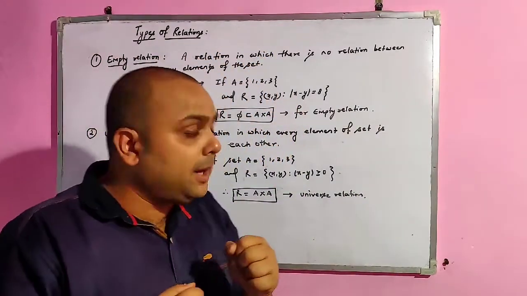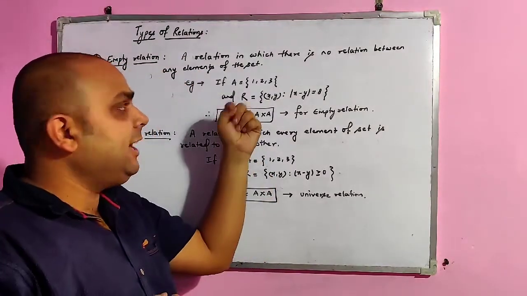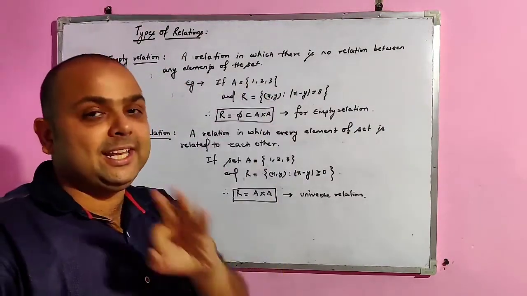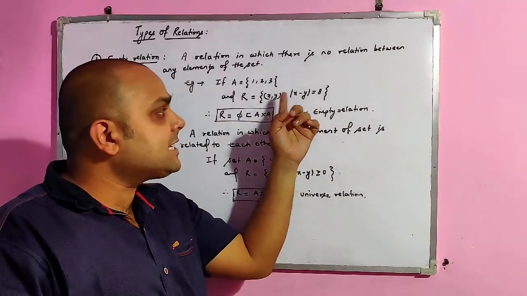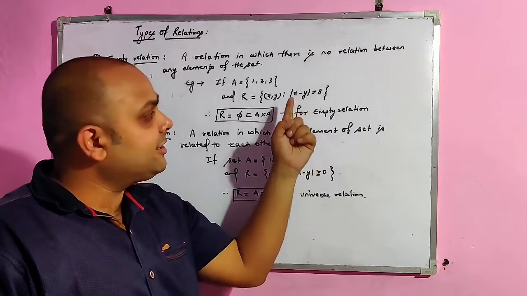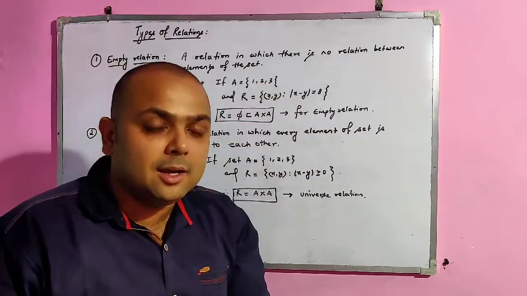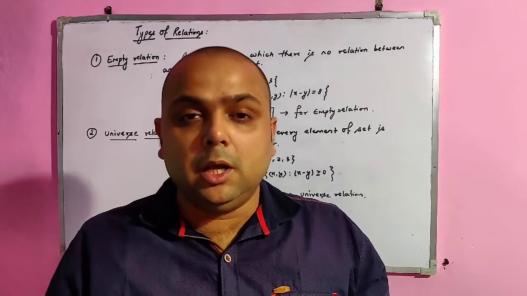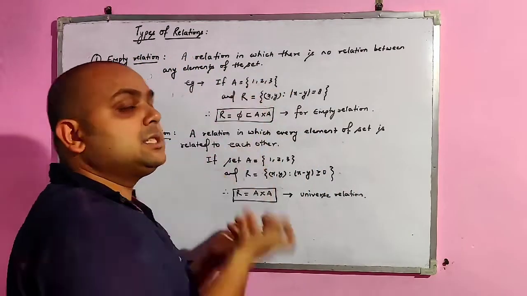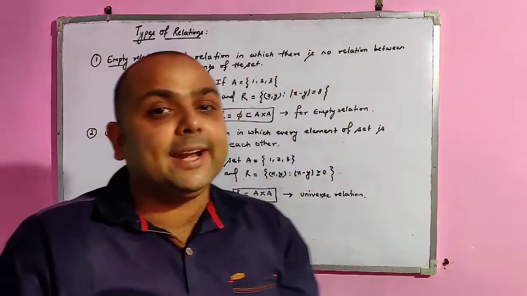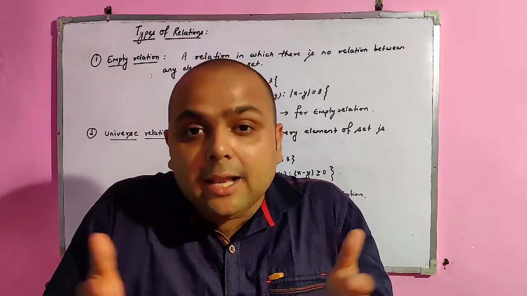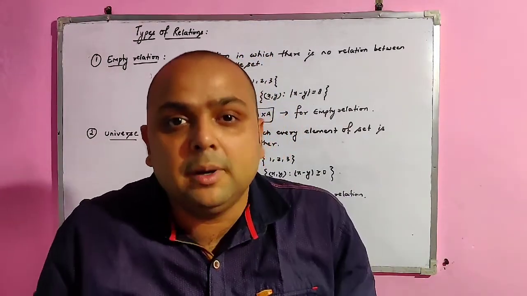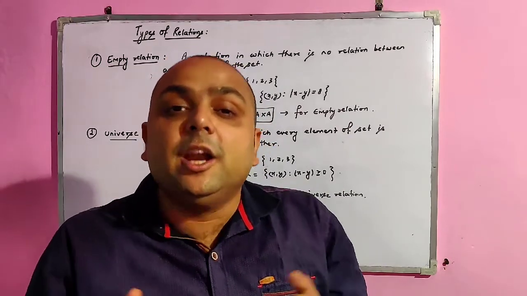For example, if we have a set A equal to {1, 2, 3} containing 3 elements, and the relation says that |x - y| = 8, where x and y belong to A, it is not possible to subtract any of these numbers to get the answer 8. That type of relation in which no elements have relations between them is called the empty relation.